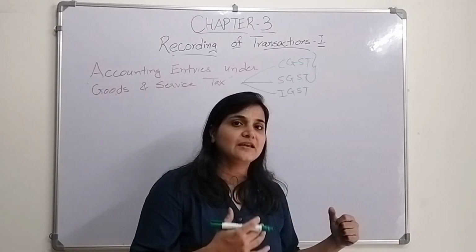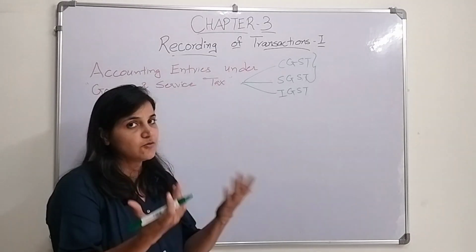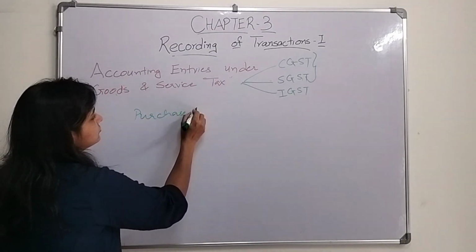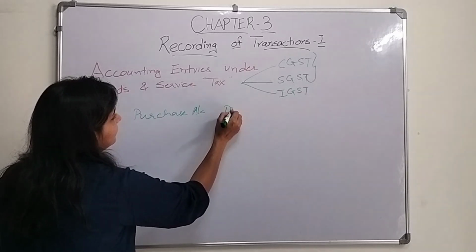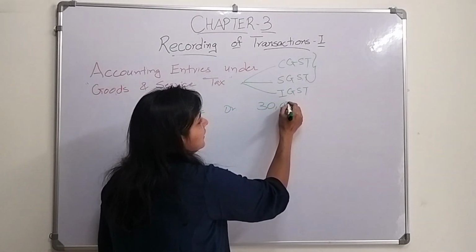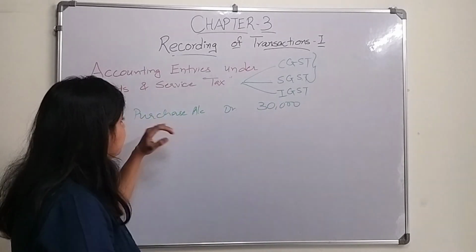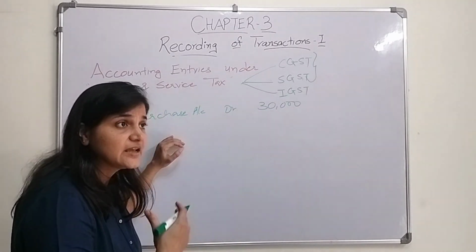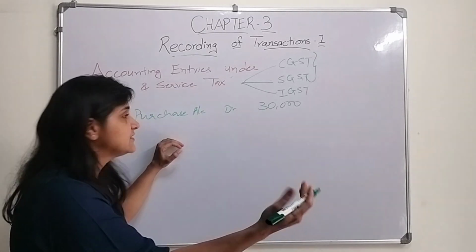Okay, now let's take our one example of mobile phone, right? Now I purchased mobile phone. So purchase account is debited. Okay, I purchased mobile phone worth rupees 30,000. Now when I purchased it for rupees 30,000, I have to pay GST.